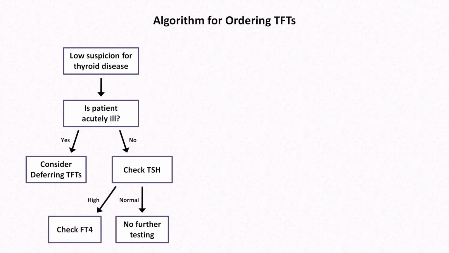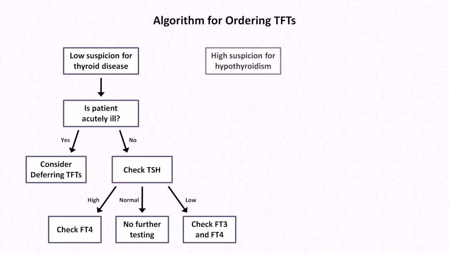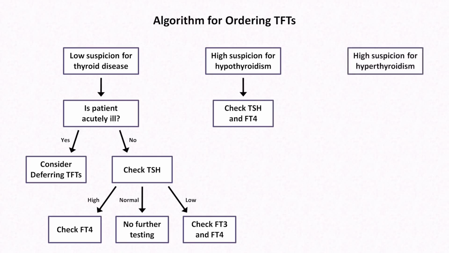If it's high, check a free T4 to distinguish hypothyroidism from subclinical hypothyroidism. If it's low, check a free T4 and free T3. If the free T3 is elevated, it's consistent with hyperthyroidism. If it's normal, the patient likely has subclinical hyperthyroidism. If there is high suspicion for hypothyroidism, check a TSH and free T4. And if there is a high suspicion for hyperthyroidism, check a TSH, free T4, and free T3.